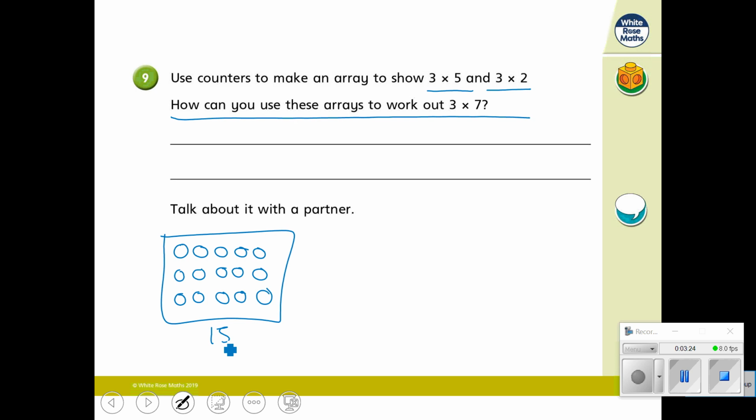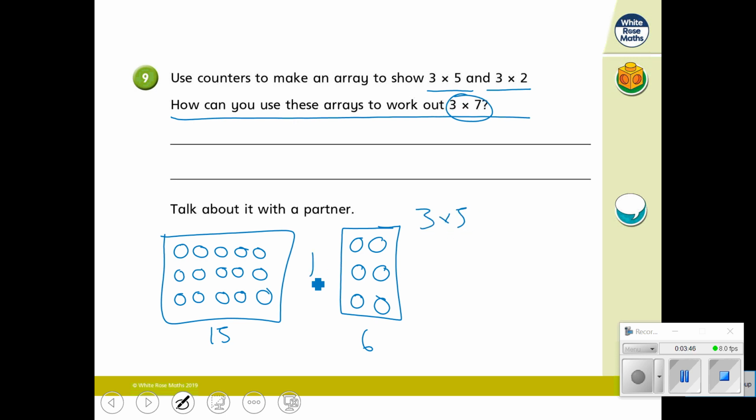I'm now going to do 3 times 2. So 1, 2, 1, 2, 1, 2. 3 groups of 2. And my total there is 6. So the question says, how can I use that to work out 3 times 7? Well, if I've got 3 times 5, I can add 3 times 2, and I should get the answer. Let's do a check. Pen change. Right, so 15 add 6 equals 21. 3 times 7 equals 21.